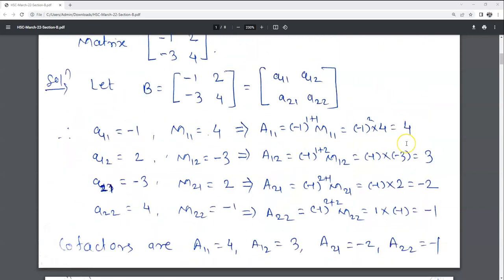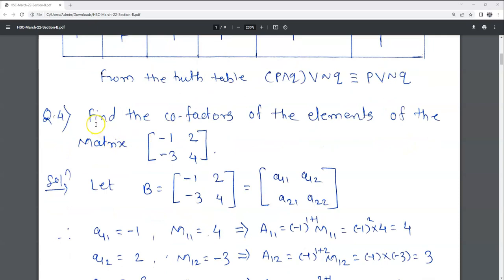Now, what is the next question you have? Now, they are saying find the cofactors of the elements of the matrix -1, 2, -3, 4. Now, what are the cofactors? Cofactors are basically used to find out the inverse of the matrix. Now, to find out the cofactors, you need to find out the minors. Now, to find out the minors, there is a trick. Okay, so the cofactors are basically denoted by capital letters. Okay, now let's look at what it is.